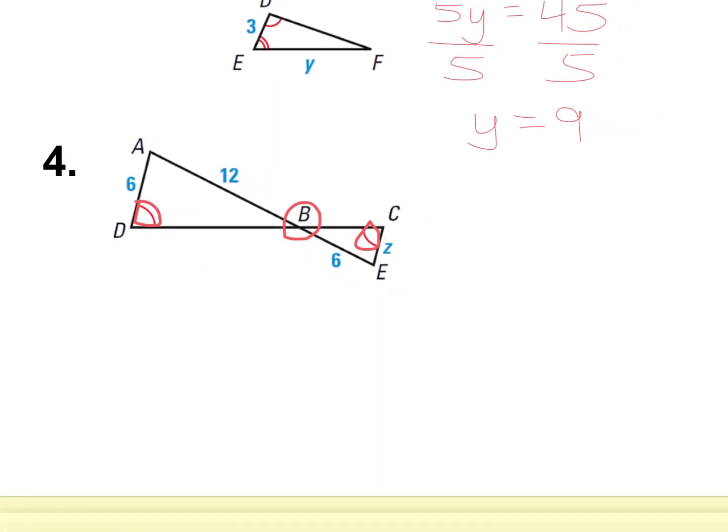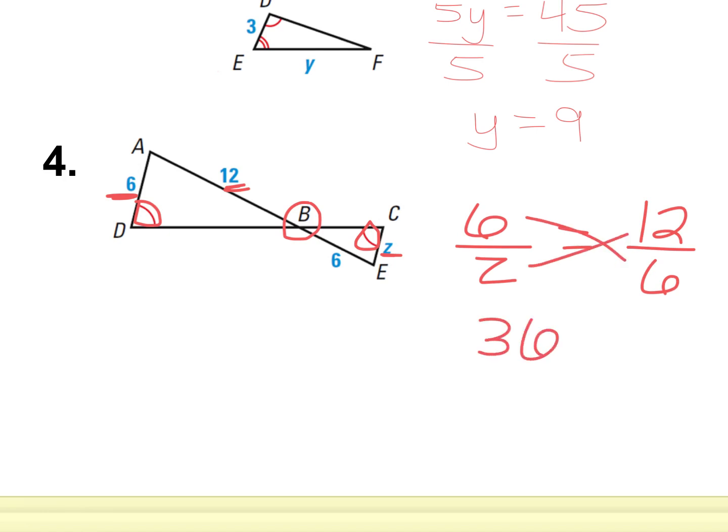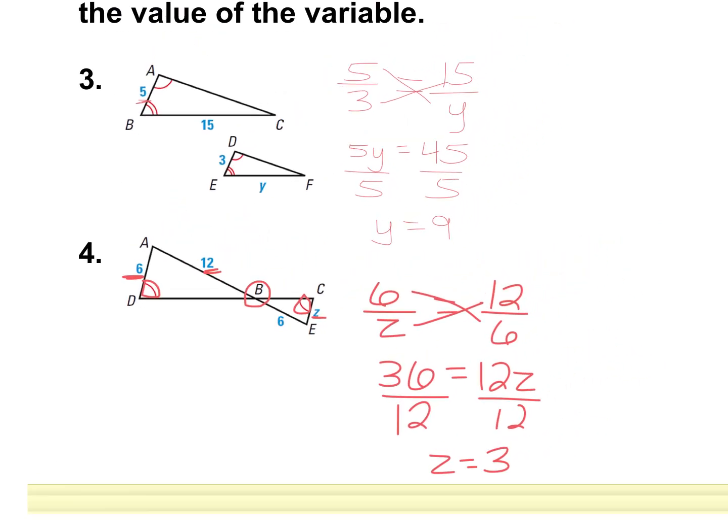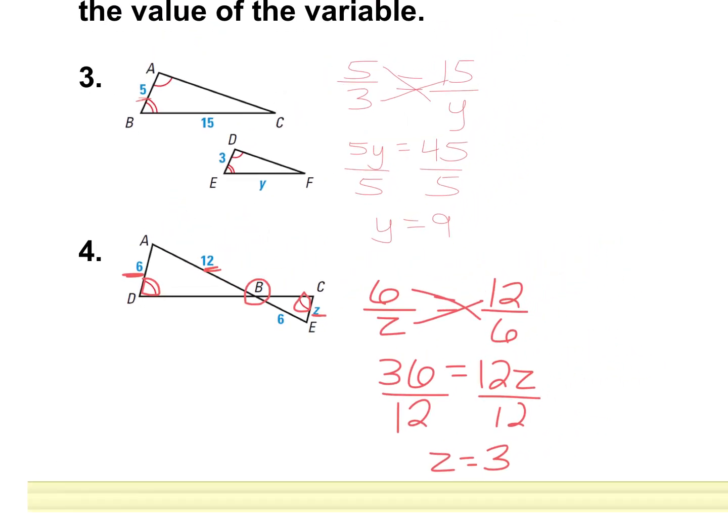6 over z. So if I'm starting with 6 over here, over z, and since we started with 6 over here, we have to start with 12, and then go over 6. 6 times 6 is 36, equals 12z. And then z times 12, 36 divided by 12. Yep, divide by 12. We get z equals 3. So on those, you're proving they're similar by the angles and then finding the missing side.